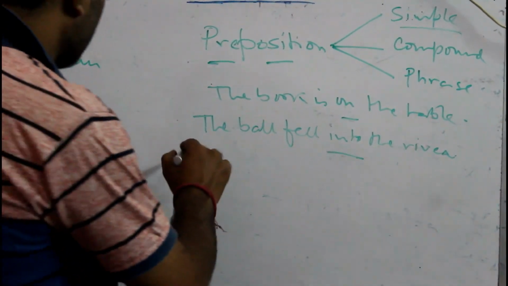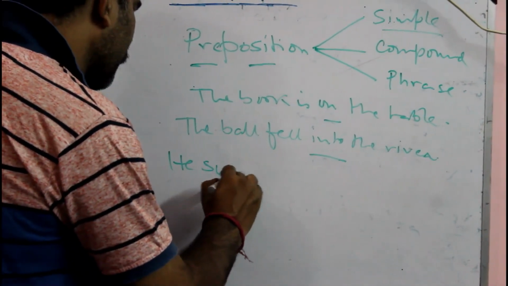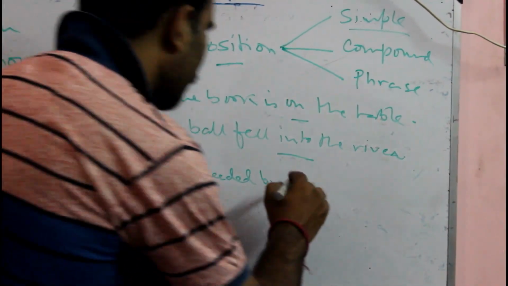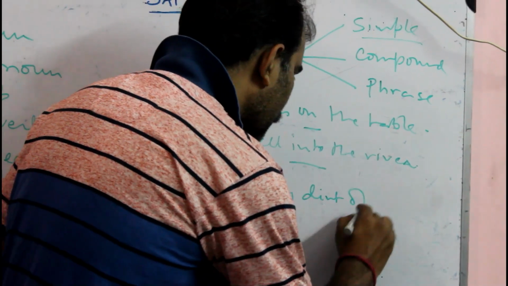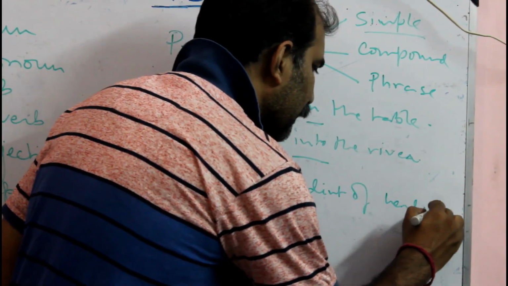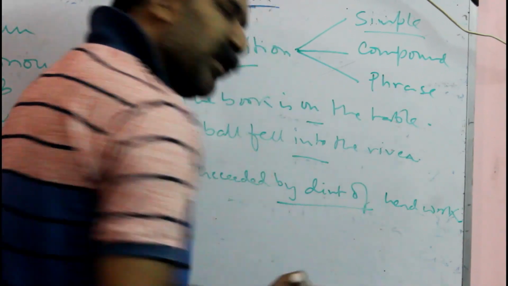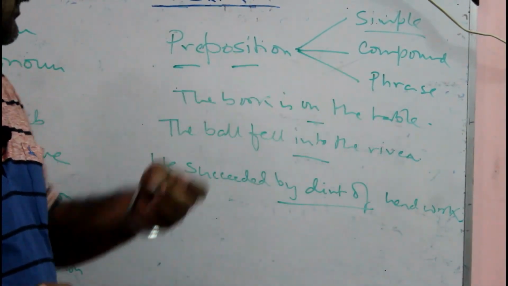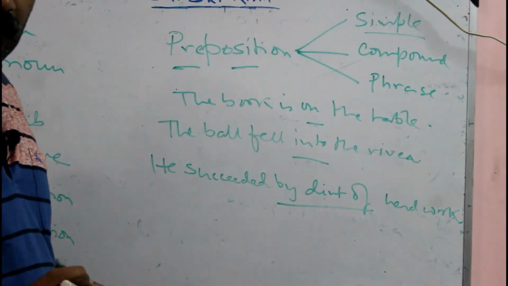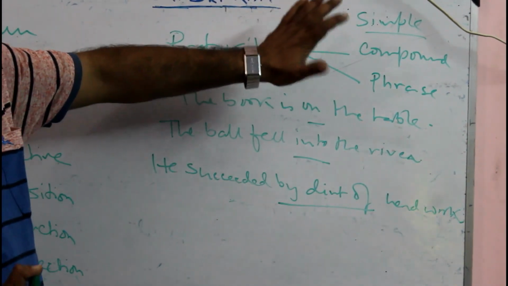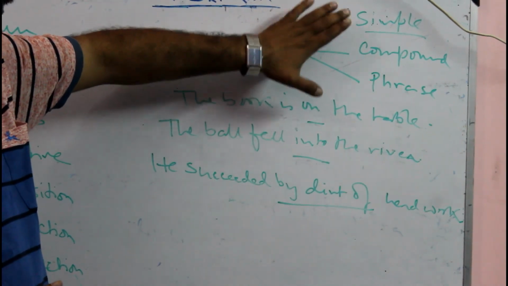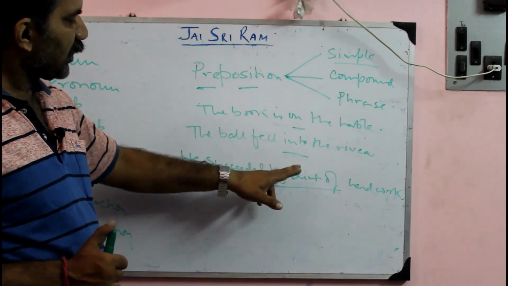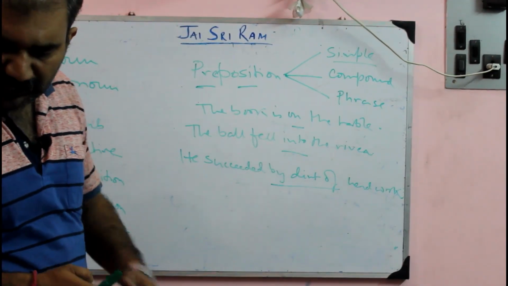He succeeded by dint of hard work. By dint of, this total phrase acts as the preposition. So this is an example of a prepositional phrase. Structurally, prepositions, as we have already discussed, are of three types: simple preposition, compound preposition, and prepositional phrase.